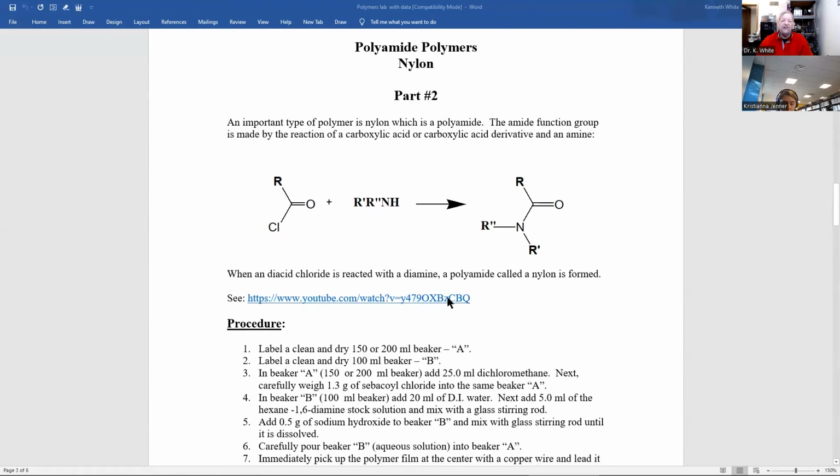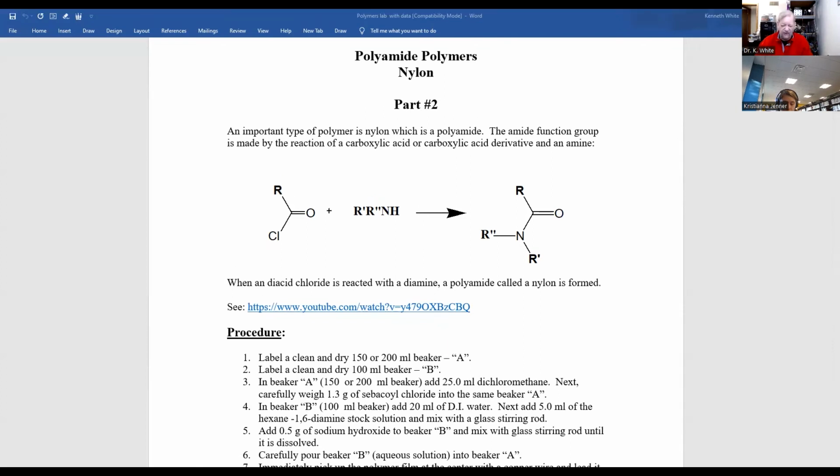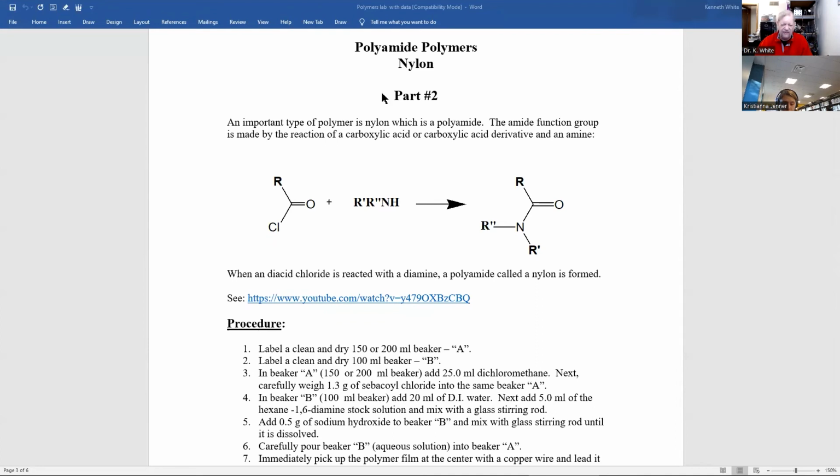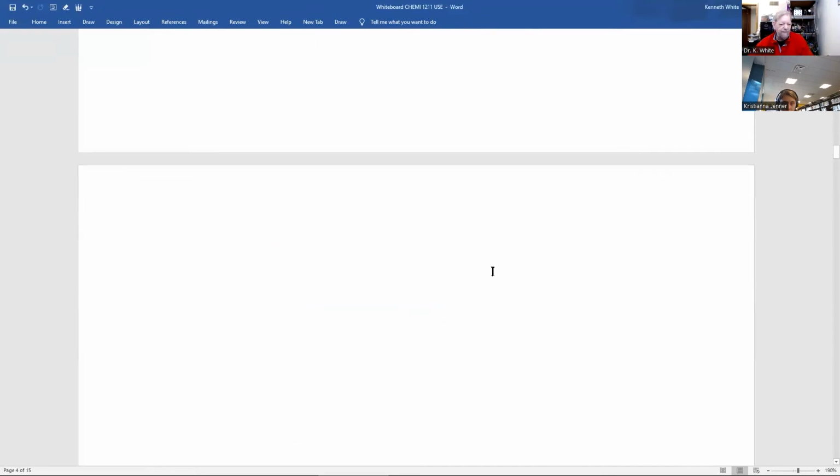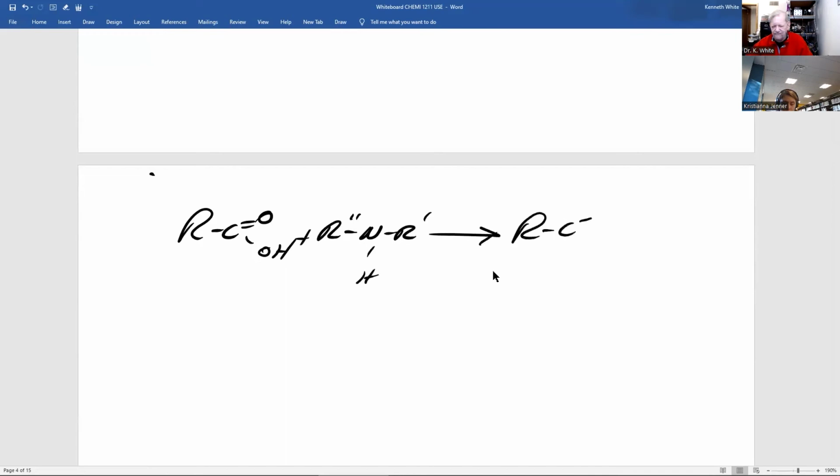Now, the next one is making nylon. And nylon is a polyamide. Now, the reaction I taught you in class was making an amide from a secondary or primary amine, an ammonia derivative, and that's how you make it.